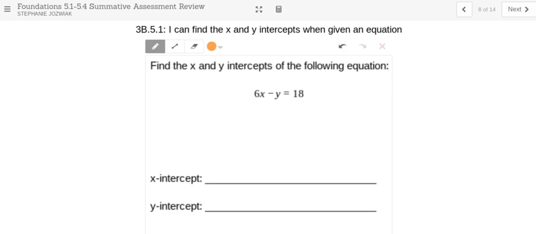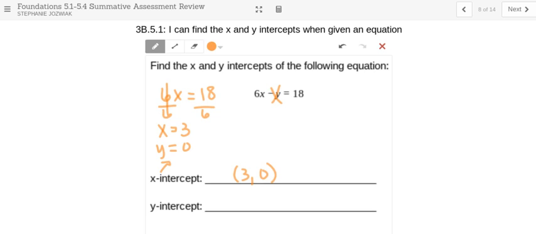So I'm on screen 8. It asks us to find the x and y intercepts of the equation 6x minus y equals 18. Well, we know to find an x-intercept we're going to need to plug in 0 for y, which really means if I take this equation, I can just get rid of the y that's there. And I would have 6x is equal to 18. So if I divide both sides by 6, those cancel, and I get that x is equal to 3. So I know that my x-intercept then is the point (3, 0).